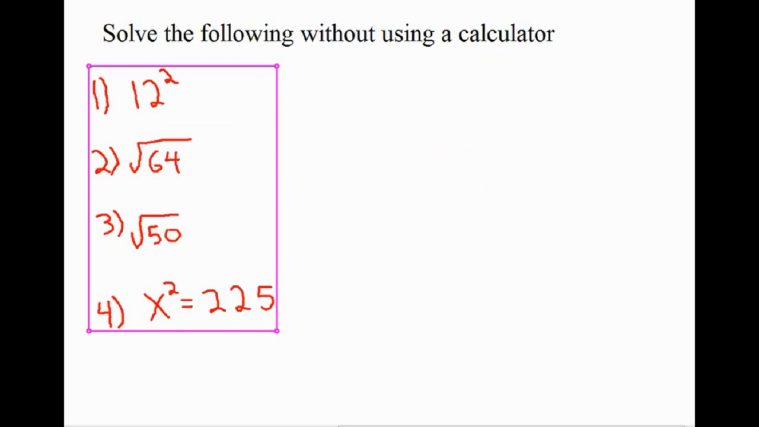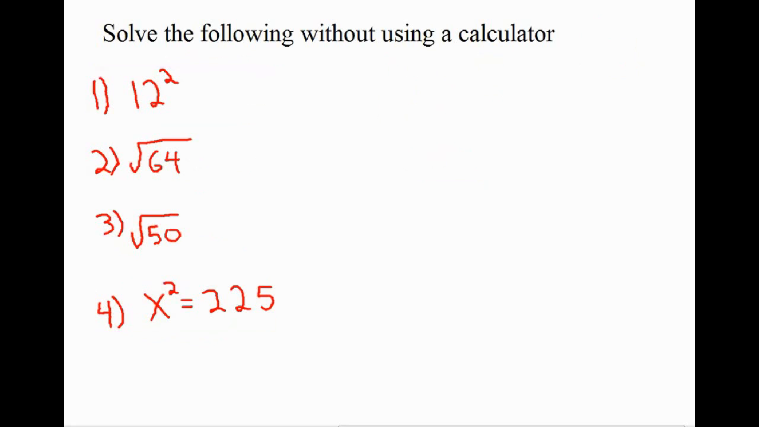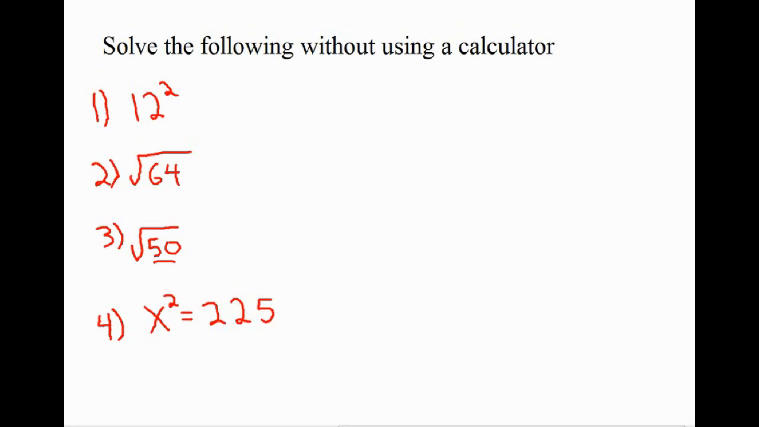To finish off our lesson today, I want you to answer a couple of questions. The question here is to solve the following without the use of a calculator. For question number 1, we have 12 to the power of 2, or 12 squared. Question number 2 is the square root of 64. Question number 3 is the square root of 50. Now I will tell you that 50 is not a perfect square. So if you're not going to use a calculator here, you're going to have to come up with an estimate. And then the last one, it says x squared equals 225. The question here is to solve, so you have to isolate or solve x in that equation.